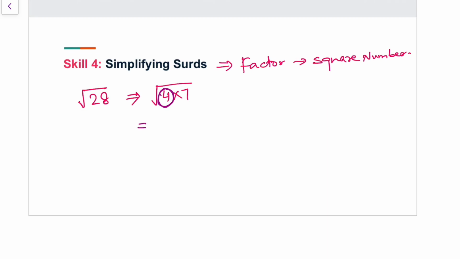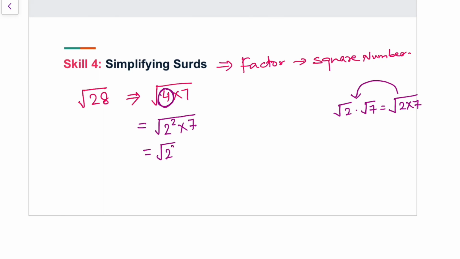What that does is that square root of 4 can be written as 2 squared and then times 7. In our squaring factors video we have done that square root of 2 times square root of 7 gives us square root of 2 times 7, right? So we can do it the opposite way as well. So here when we split the bracket, that will give us square root of 2 squared times square root of 7, right? And 2 squared and square root can cancel, which will give us 2 times square root of 7. That can be written as 2 square root of 7, right? I hope this makes sense.